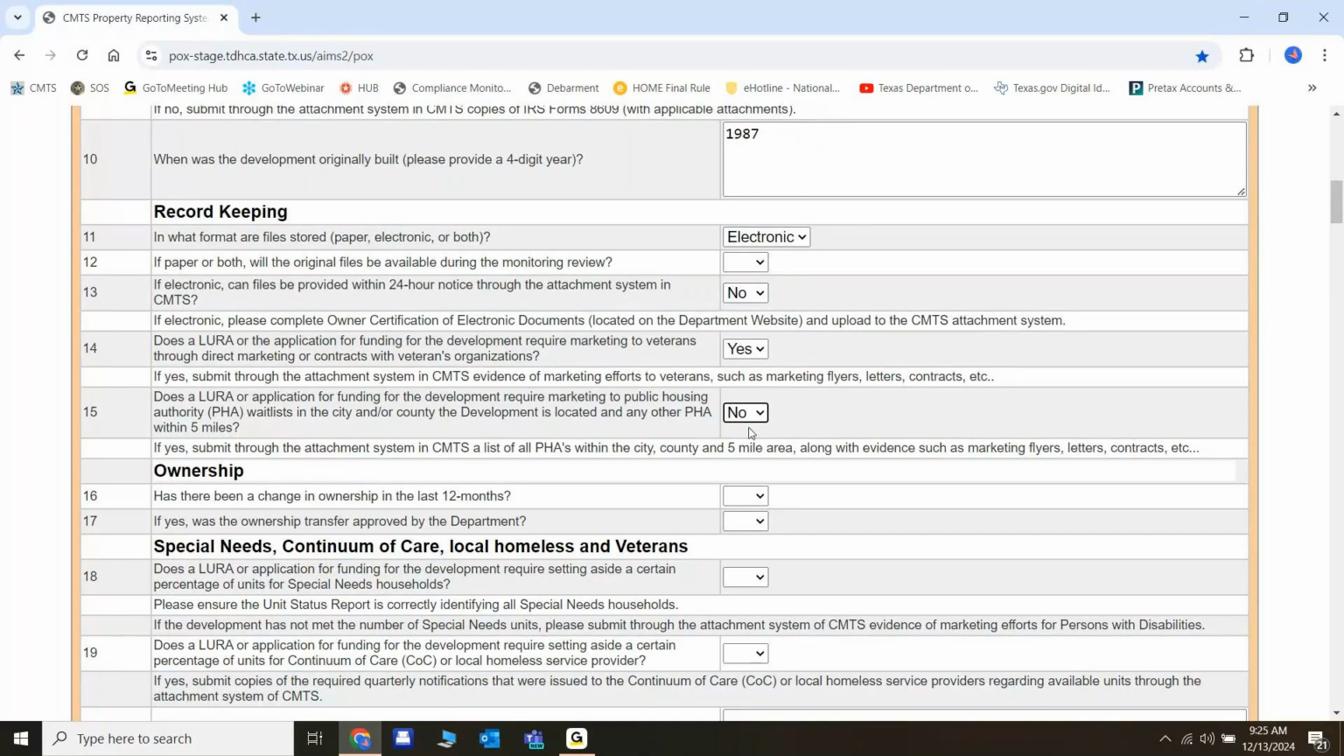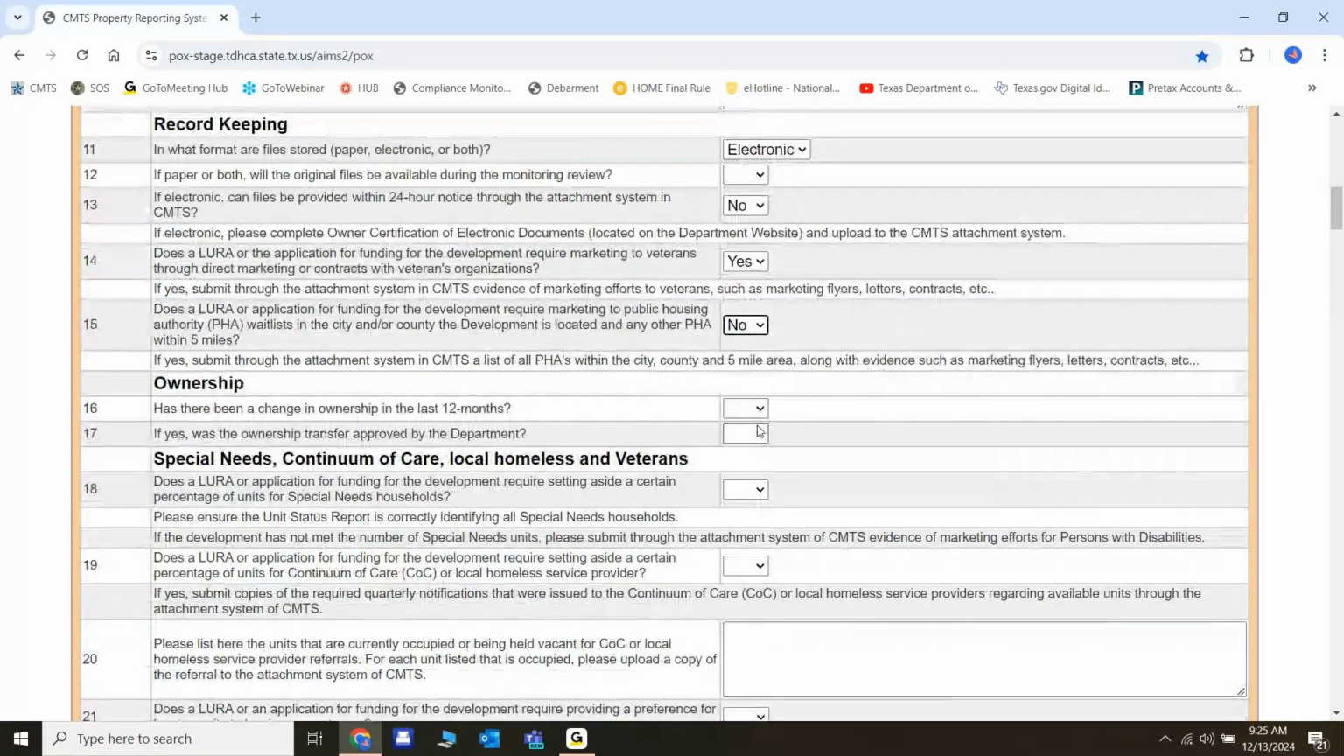That's very true. So the next question is, so only the owner can submit files electronically?